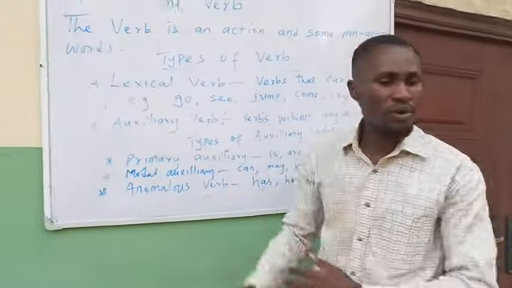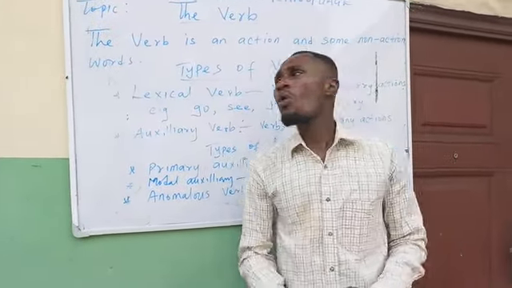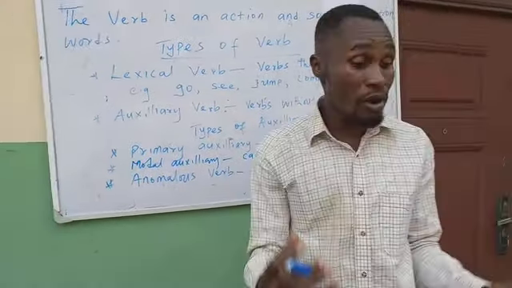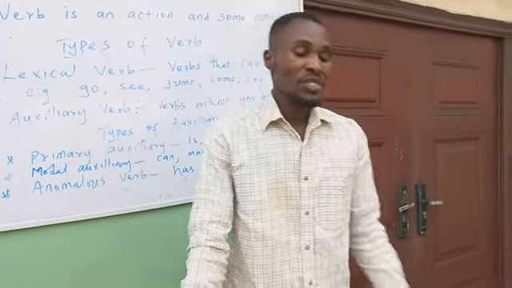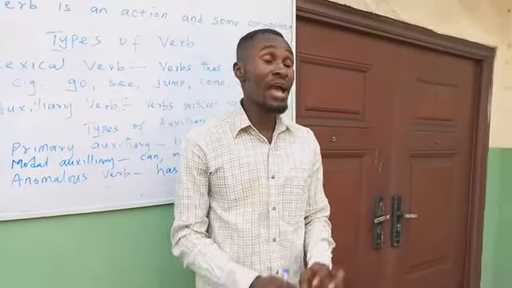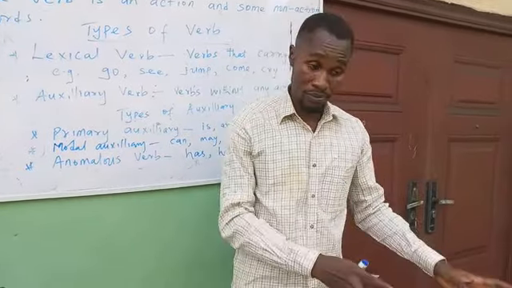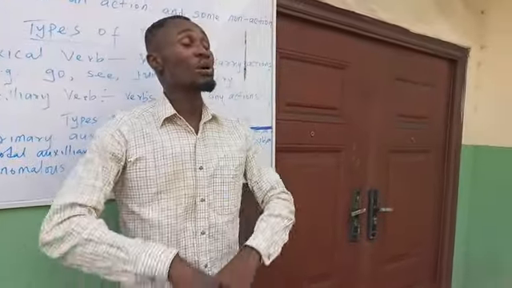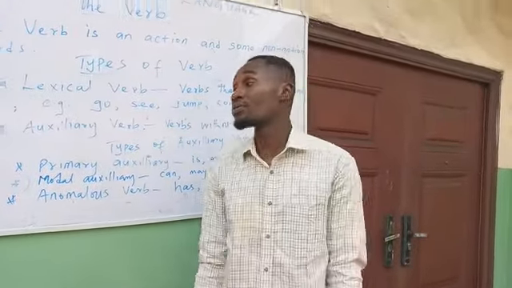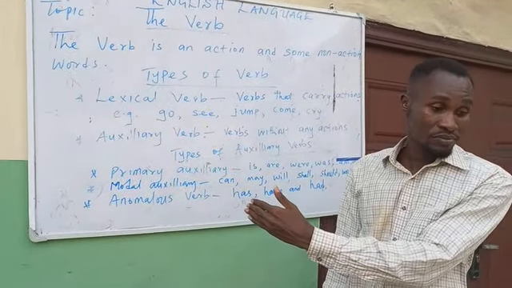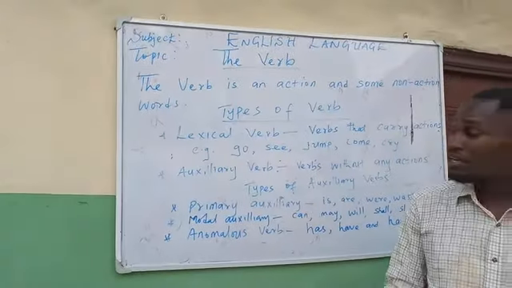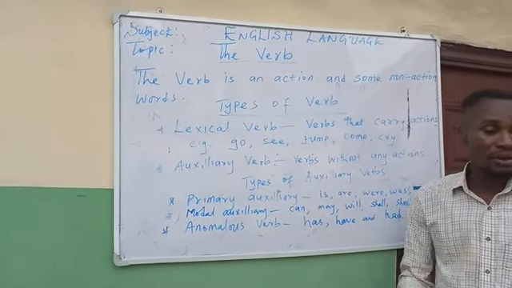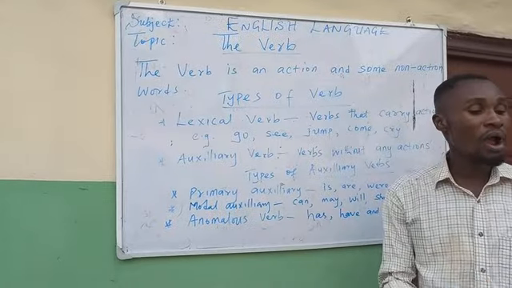Now the second one is called the auxiliary verbs. So what is the auxiliary verb? Auxiliary verbs are verbs without any action. There are some words that are called verbs, those verbs are not many in numbers, and they do not carry any actions. So they are called auxiliary verbs. They don't have any action. There are three types of auxiliary verbs. The first type is called what? The primary auxiliary verbs. The second one is called the modal auxiliary. The third is called the anomalous auxiliary.